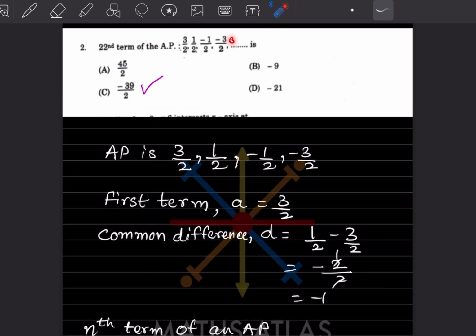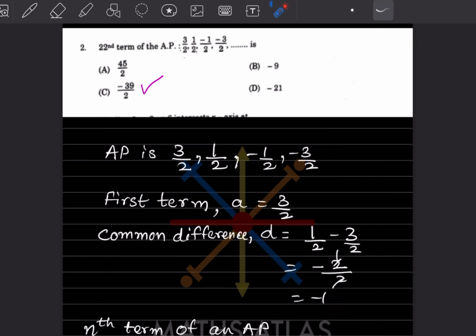The 22nd term of the AP is given, what is it? The same thing I have copied over here. The AP is, so this is the first term. The first term we can call A, that is 3 by 2. And we'll take the common difference, that is D. This is the second term, so this will be 1 by 2, the second minus the first. After solving this, we get 1 minus 3, that is minus 2 by 2, that will be minus 1. So the common difference is minus 1.